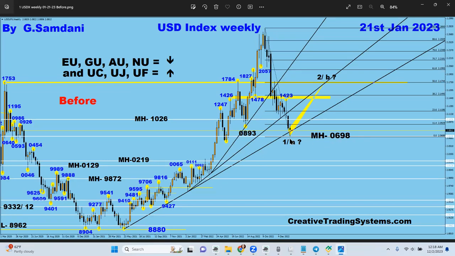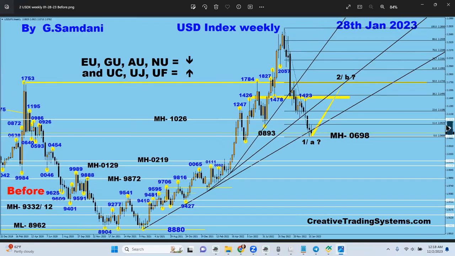So I said, okay, from here, we're going to go back to this number, 1753. That was the target, 2B. This is wave 1 or A. We will go back to 2B and then come down to 3 or C or whatever. But we need to go to the upside first. So let's watch what happened to this chart.